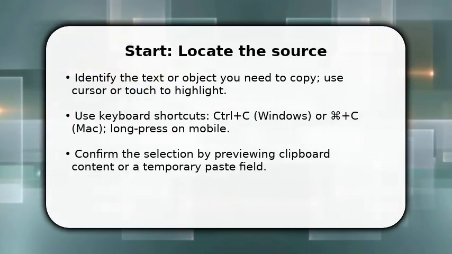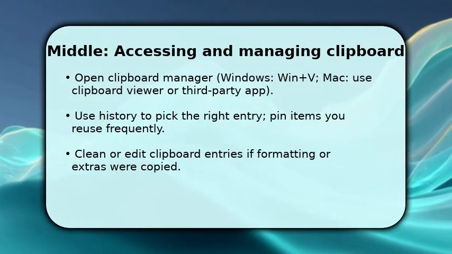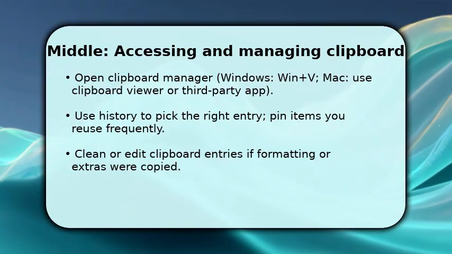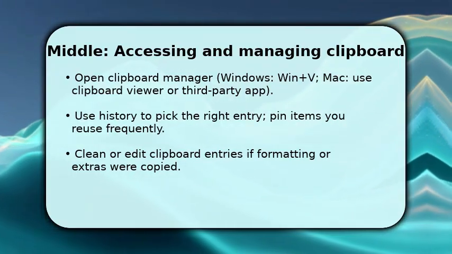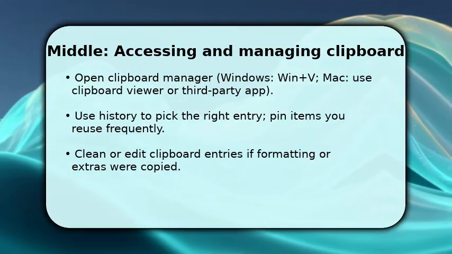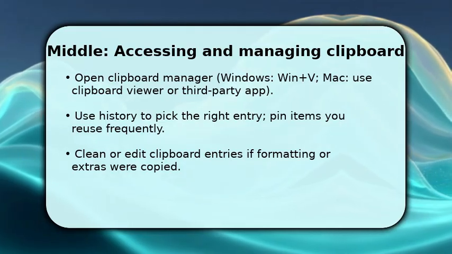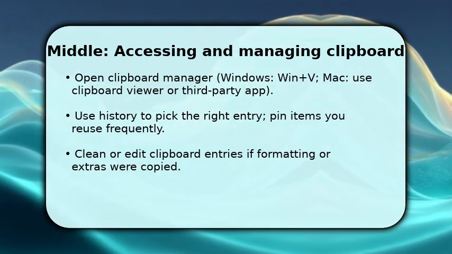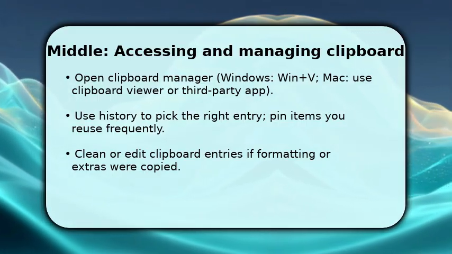Once done copying, access your clipboard manager to control what you paste and why. This prevents surprises. On Windows, press Win+V to see history. On Mac, use the built-in viewer or a lightweight app to inspect items. You can select an earlier entry or edit text in the manager to remove unwanted formatting before pasting. Pin recurring items so you don't lose them. Make sure to clear sensitive entries when finished to protect them.